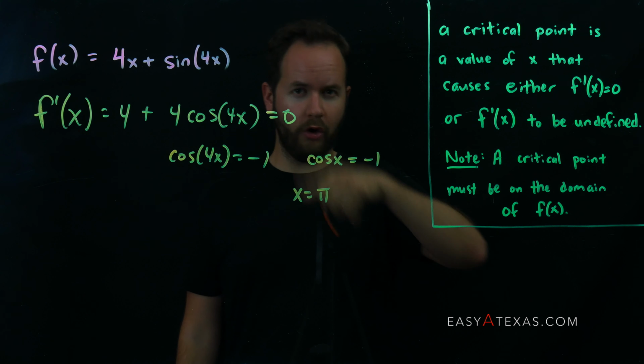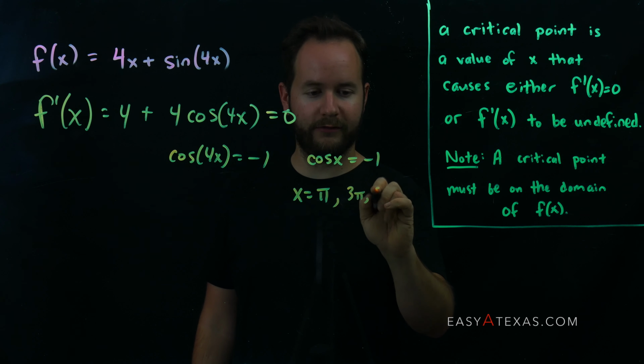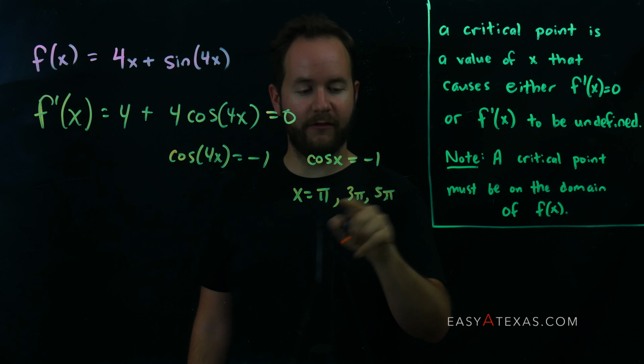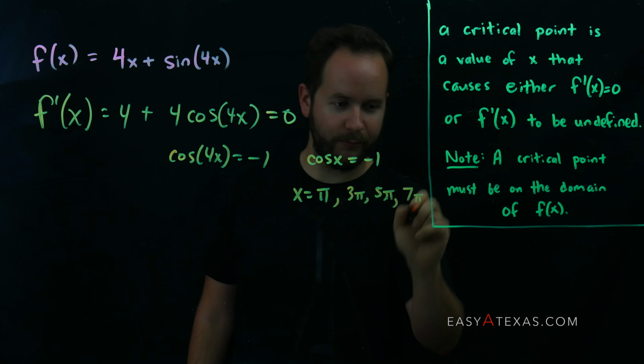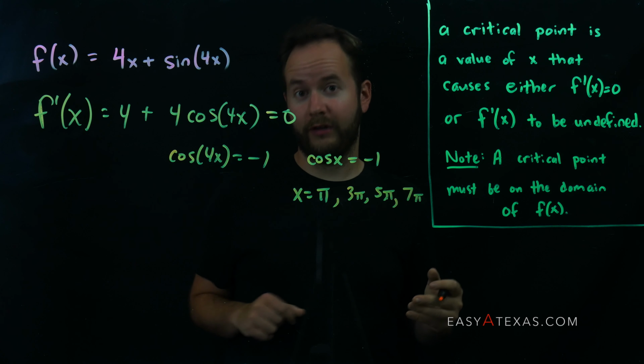But you can also go around the unit circle multiple times. So x equals pi works, but so does 3 pi, and so does 5 pi. So with that in mind, I have a few values, and I could even keep going and say 7 pi, and so on. These values of x solved cosine of x equals -1.